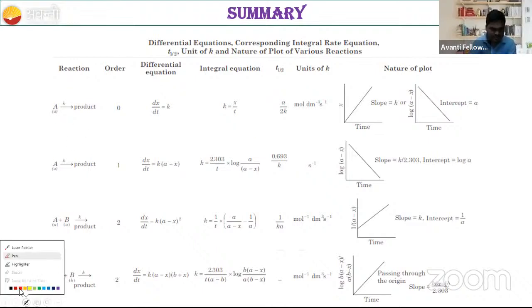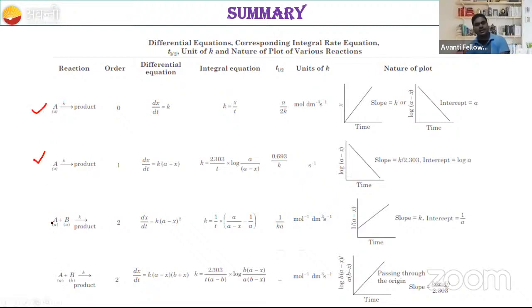Similarly, let me choose the pen. Yeah. Similarly in the case of the first order, this is the differential rate equation, dx upon dt is equal to k(a minus x), and k is equal to 2.303 upon t, log a upon a minus x. 0.693 upon k is the half-life, and this is the unit of k, that is second inverse, right? So we can draw the graph like this, time versus log a minus x. So slope comes out to be k upon 2.303, and the intercept is log a.